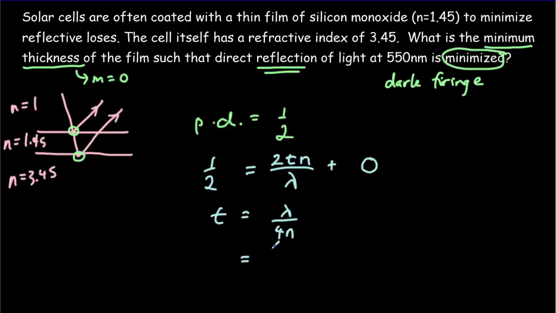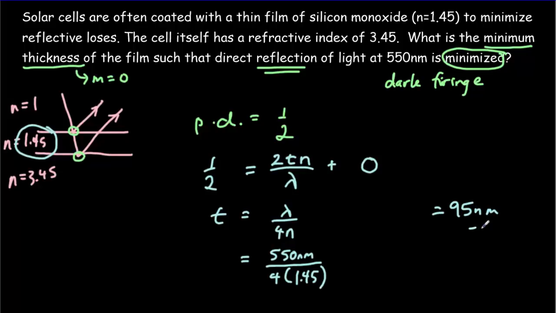Substituting my values in there, I've got 550 nanometers for the wavelength of the light. I've got to divide by 4, and I've got to divide by this 1.45. It's the index of refraction of the film that goes into the formula. Work that out, and you should get an answer there of about 95 nanometers. So this minimum thickness of the film, such that you're going to get minimal reflection, and that means maximum absorption of the light, is going to occur for a thickness of 95 nanometers.